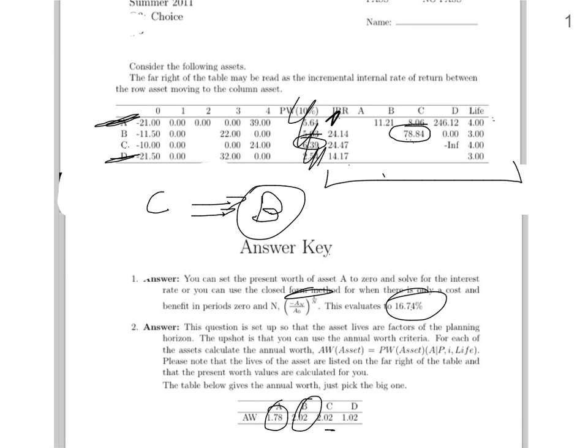So this should be the explanation for essential question number 3. And let's see, this was version 3, I believe, in the summer of 2011.